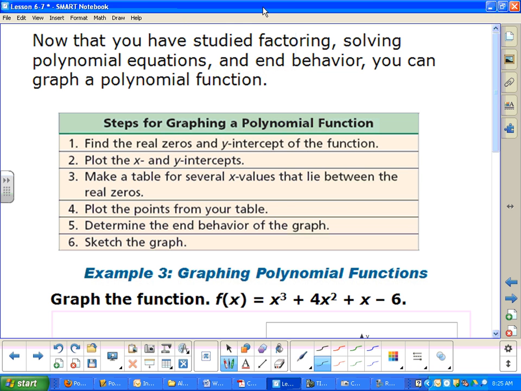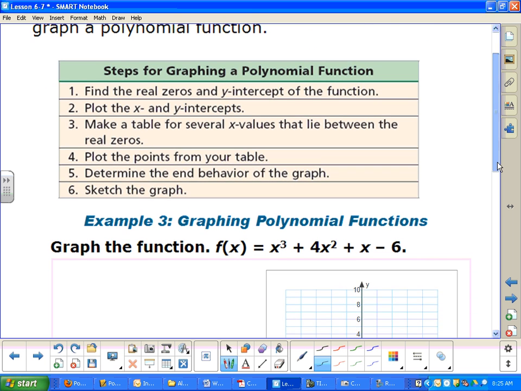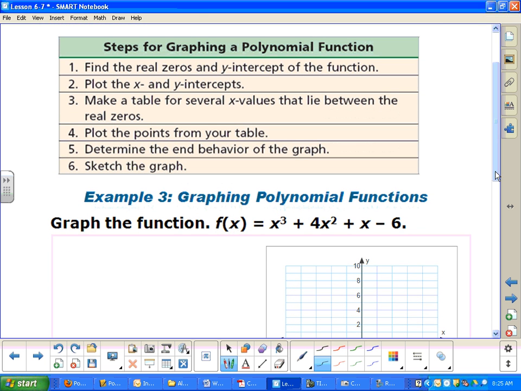Now that we've studied factoring, solving polynomial equations, and end behavior, we can graph a polynomial. Okay? Now, one of the things about graphing a polynomial is that we are going to use our technology. We're not going to get crazy with this, okay? We're going to use the availability of our technology to do this. There are important features that you must show when you graph, okay? But we're not going to just do it by hand. We're going to use our graph to basically just copy down a graph that we have, but we're going to make sure that we have specifics there.